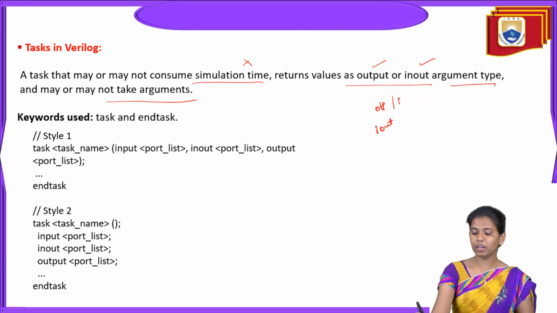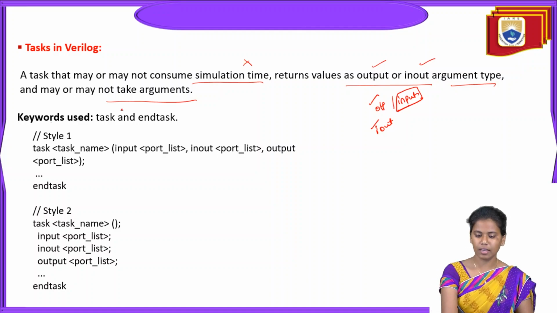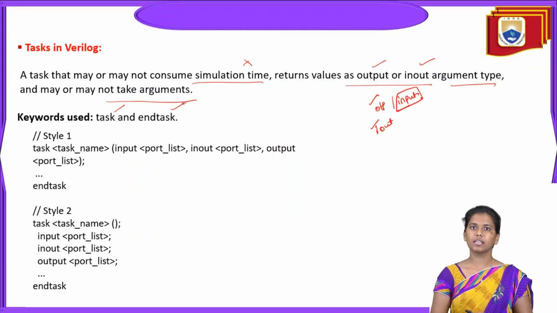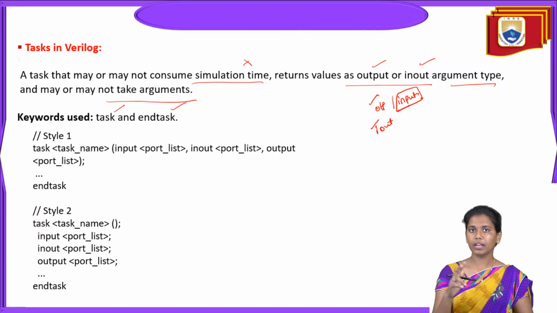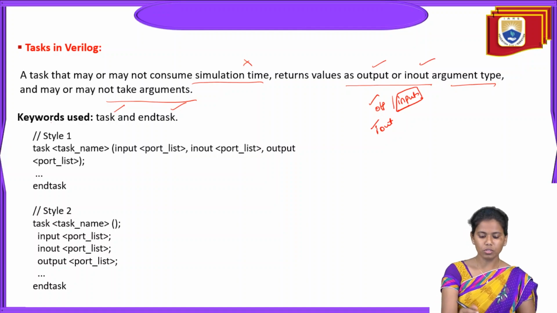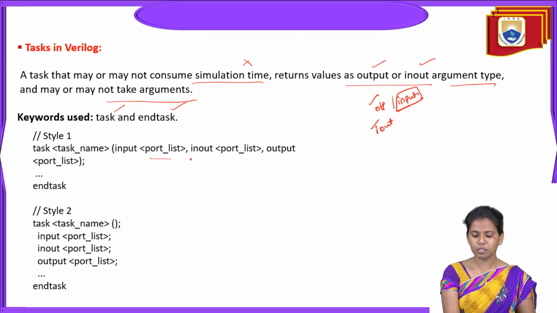Here we are not saying input anywhere. Only output and in-out. Then the keywords we use for a task are task and end task, right? So here also in task, we are considering two formats, two styles to write the code. Style 1 goes like this: task, name of the task, and a port list.